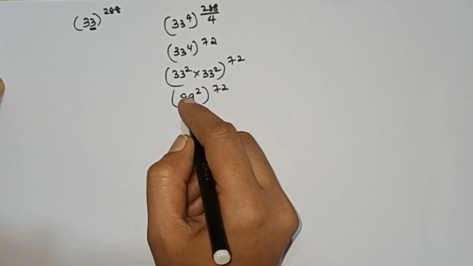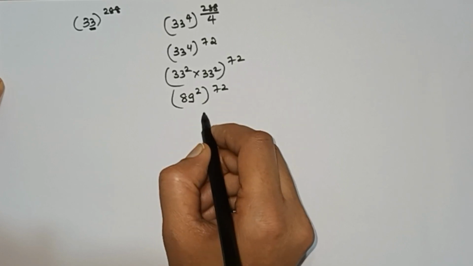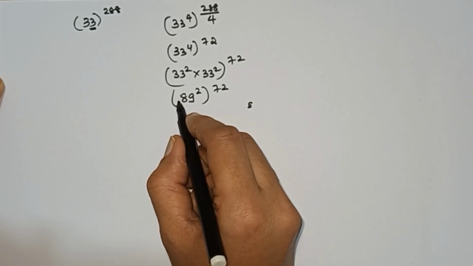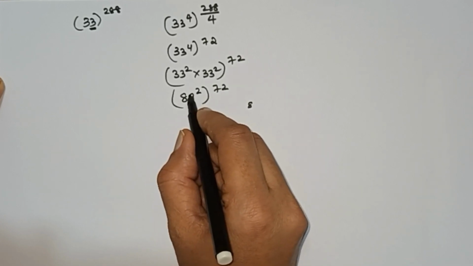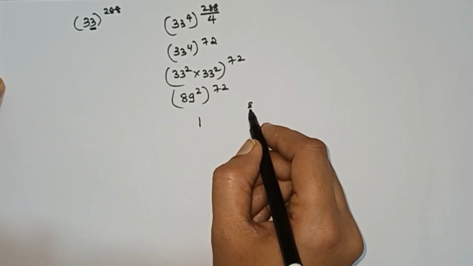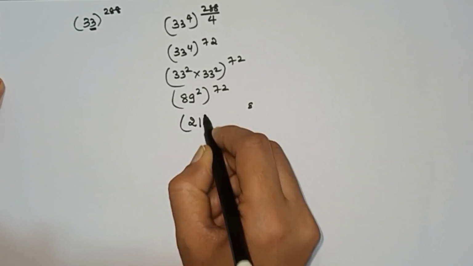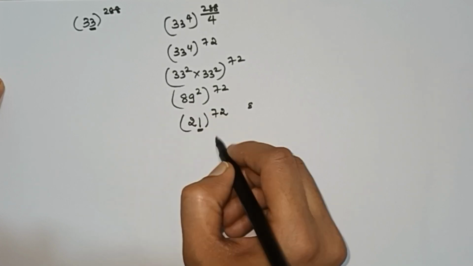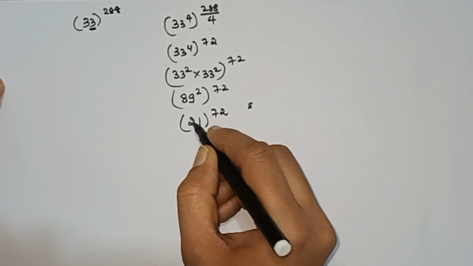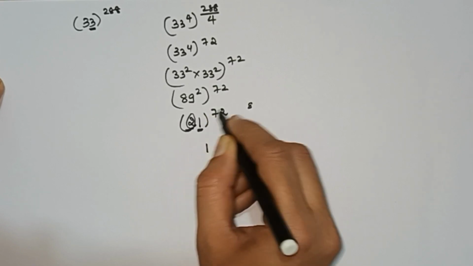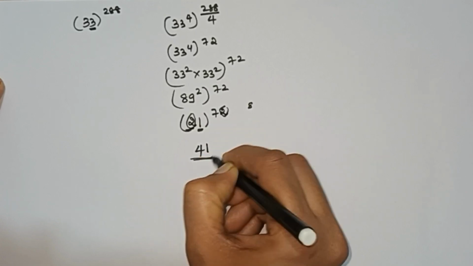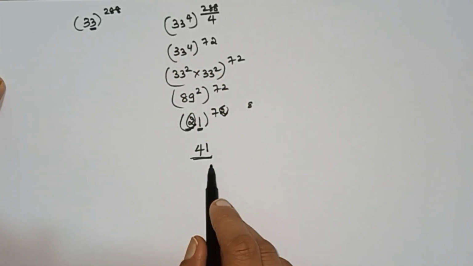Again, the last two digits of 89 square are obtained as 9 square, 81. So it is 1, 8 is the carry. Then 9 8s are 72, 72 2s are 144, 144 plus 8 carry gives you 152. So the last digit is 2. So it is 21 to the power 72. So this is a number ending with 1, the previous method. The last digit is always 1. Then the tens digit is obtained by multiplying the tens digit with the last digit of the power. So 2 2s are 4. Therefore, this expression ends with 41.